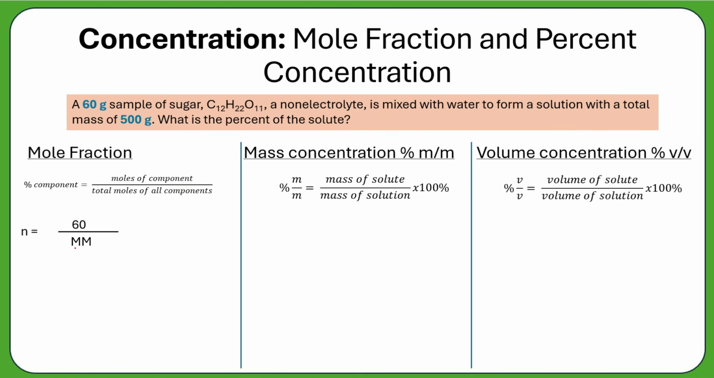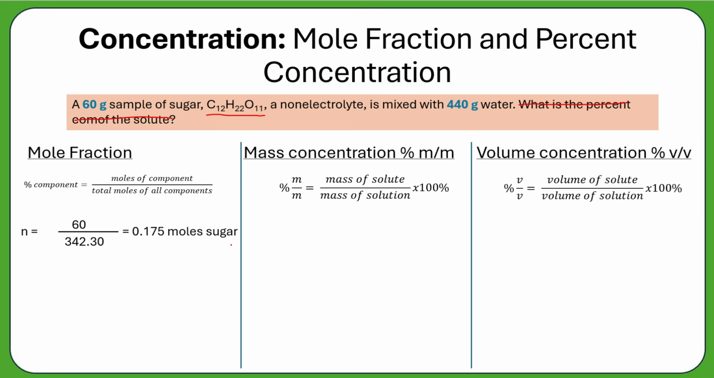So the molar mass of the sugar, you can just use the given periodic table, and if we add the masses of all of these elements, we'd come up with approximately 342.30. Wait, I think the question changed. Ignore this. We need to continue the mole fraction. So we have the 342.30 molar mass of this solute, and that is equivalent to 0.175 moles of sugar. So that is now the one that we're going to put on top.